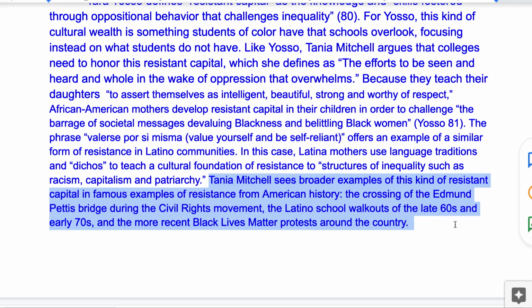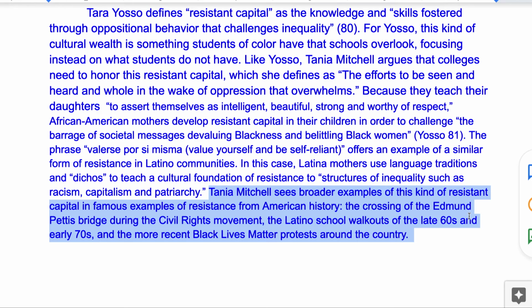Now the paragraph kind of culminates with one sentence that identifies like four important historical examples of how this resistant capital students develop can change American history. So there's those references to the crossing of the Edmund Pettus Bridge during the Civil Rights Movement, the Latino school walkouts, and of course, in our lifetimes, the Black Lives Matter movement. So it's really kind of a clever way to pull together the intro with one culminating sequence of examples that are so famous they sort of speak for themselves.